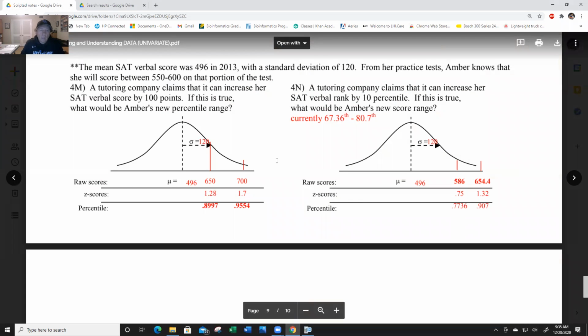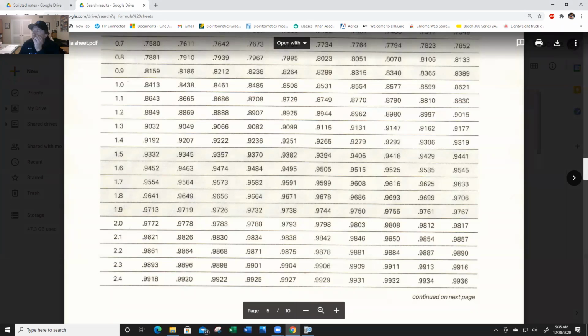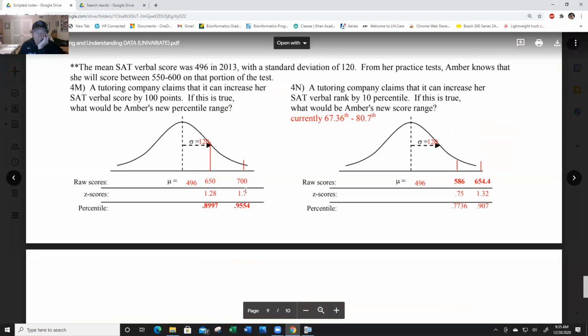On the other one, I'm going to go to 1.70. Okay, so I'm going to go 1.70, and that's right here. And I think you know the calculator way by now, so I'm not going to do that, 1.70. All right, so there's your new percentile range on those. You can see those answers right here.